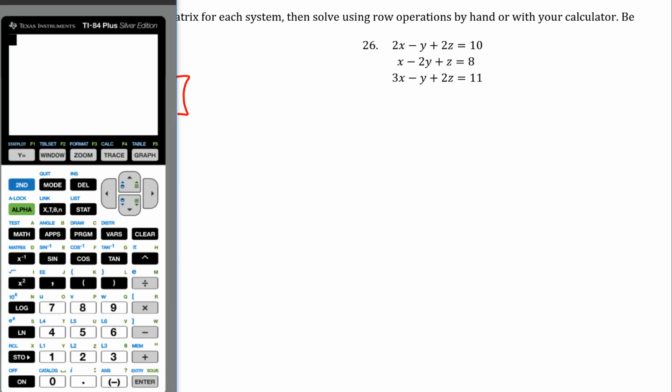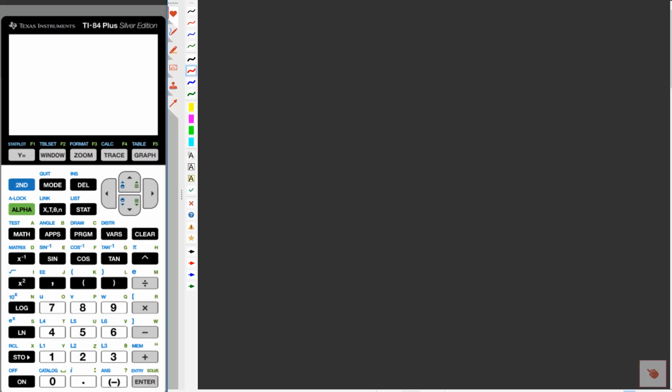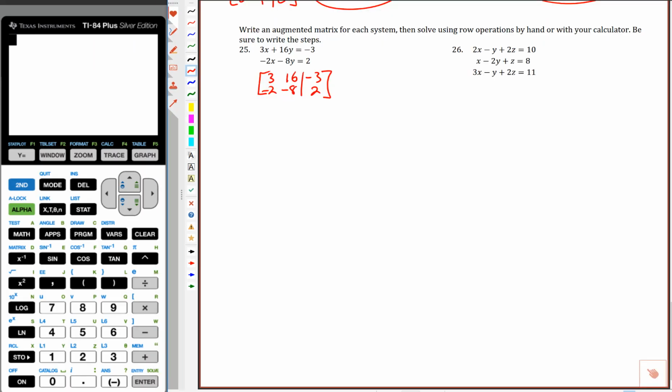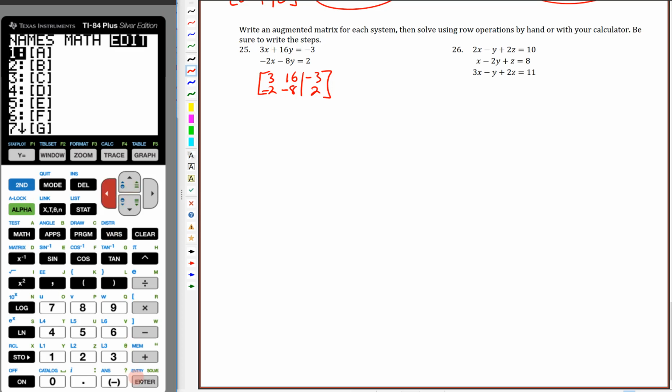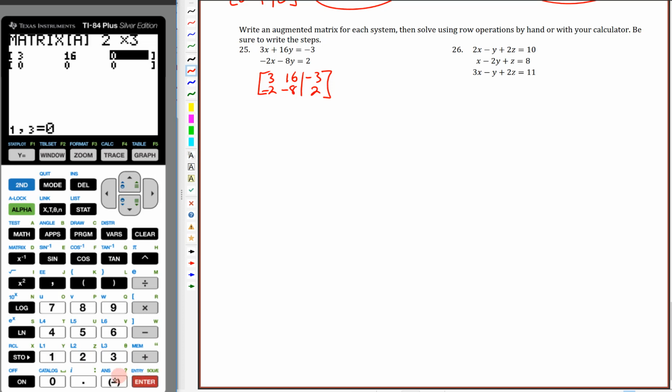So I'm going to pull up the calculator, shrink this down just a little bit so we can see what we're working with here. And we're going to clear it off, reset it if you need to. We're interested in the matrix menu, and the matrix menu is right here. So we have to hit the second function key in order to access that. So we're going to hit second matrix, and we want to edit. So right now the default is 1 by 1, but this is a 2-row and 3 columns. So we're going to do 2 by 3, and then we put in these numbers 3, 16, negative 3. And then we put in negative 2, negative 8, and 2.